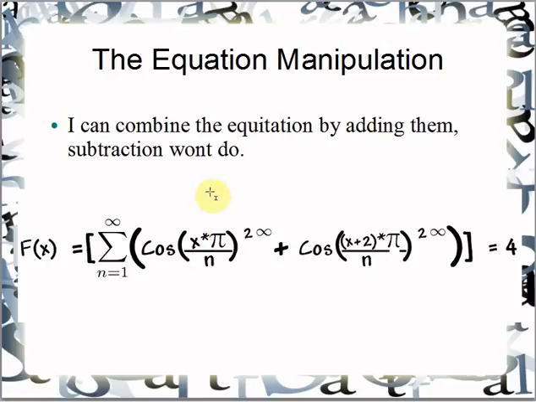That's because this sums to 2 for x prime. This sums to 2 for x prime plus 2. 2 plus 2 is 4.